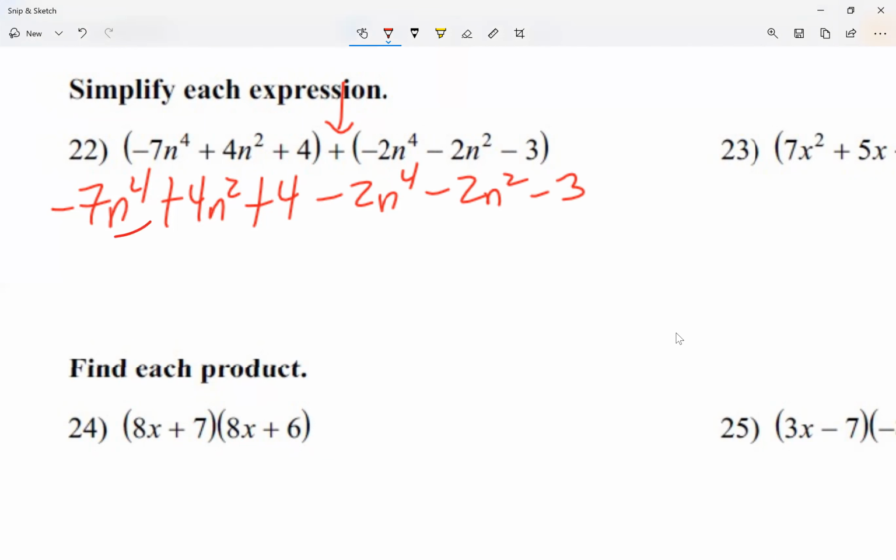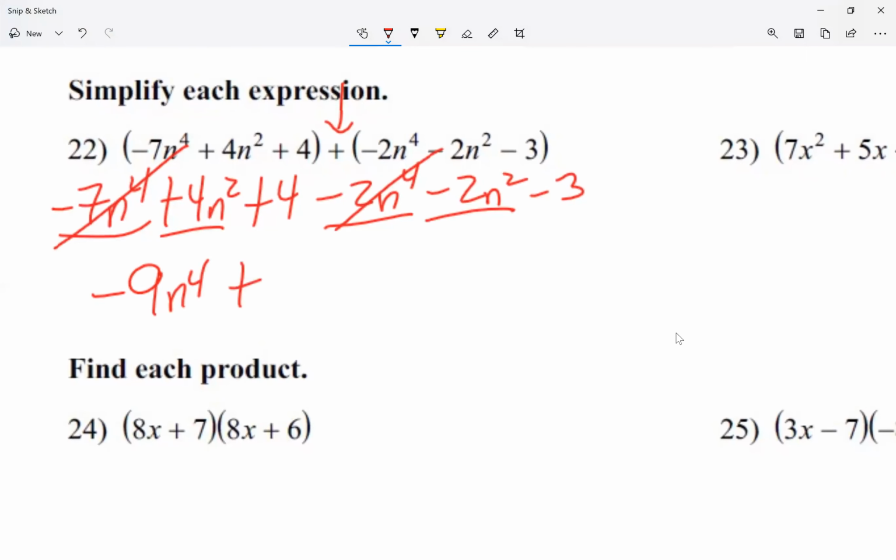The highest exponent that I see is n to the 4th. So I'm going to combine the coefficients, right? The numbers in front. So -7 with a -2, that's a -9. So I'm going to call this -9n to the 4th. Let me cross them out because I already used them. Then I see, do I have anything n to the 3rd? No. How about n to the 2nd? I see 4 minus 2. So it's going to give me a +2n to the 2nd.